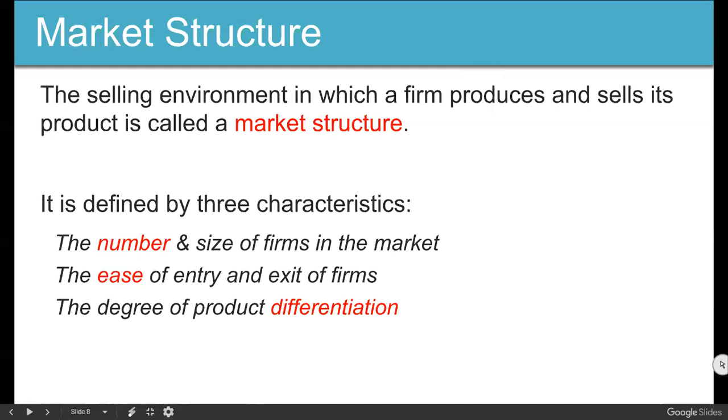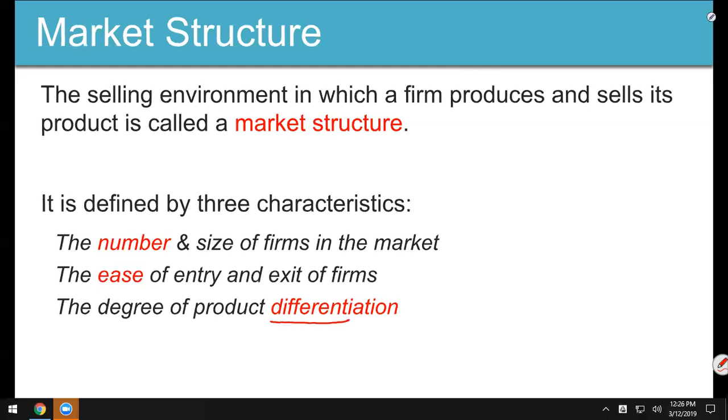And the third one is differentiation. How different are the products from one another? Are they very, very similar, or is there nothing anywhere near like it? That's going to help define what kind of industry you're in. So these three, question on the test, hint, hint, nudge, nudge. These three characteristics will be defining your industry.